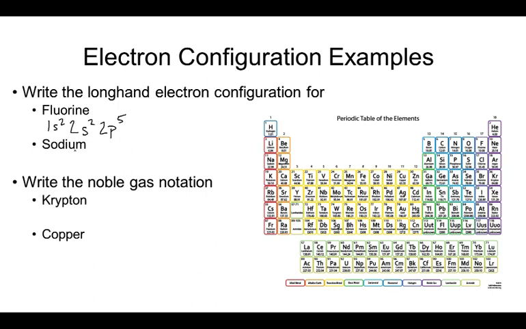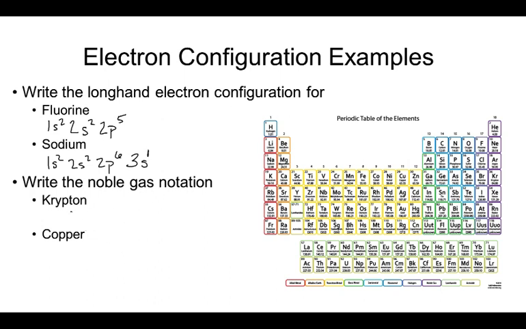Now sodium. So sodium is way down here, number 11. Okay, so we're going to have to write a little bit more. So all of the first level is full. All of the second level is full. So we get 2s2, 2p6. Now for the last one, we're on the third row, s, but just the first one. There's not two, there's only one. So that's sodium: 1s2, 2s2, 2p6, 3s1.